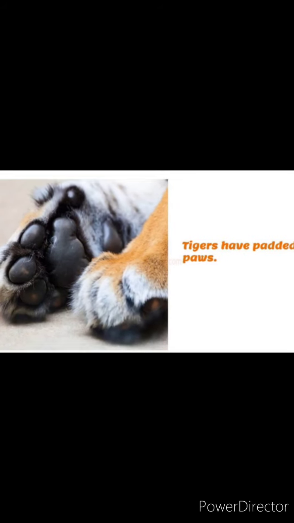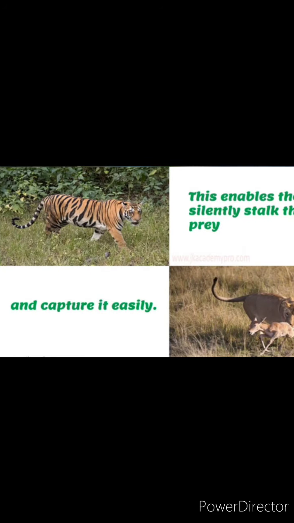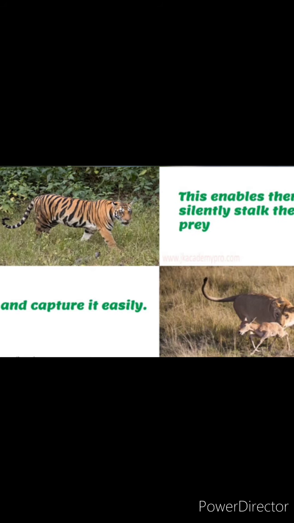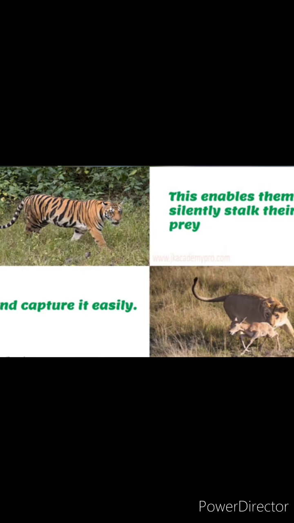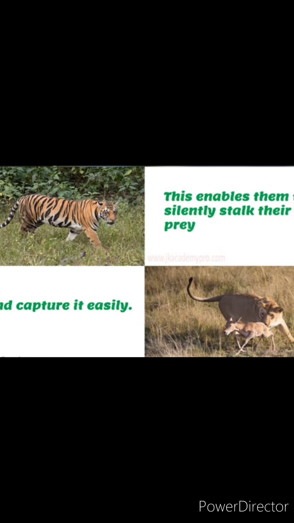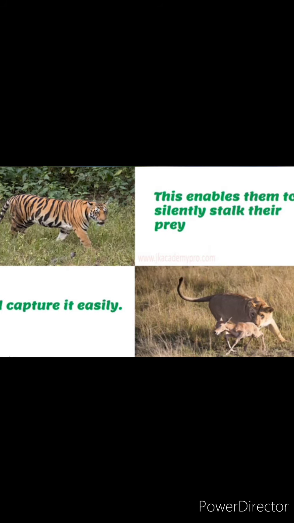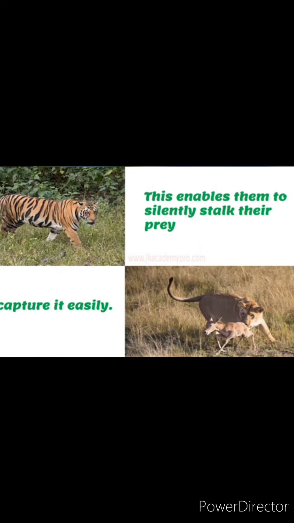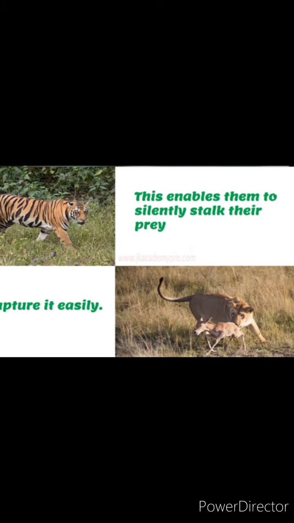Tiger has padded paws. Padded paws means they walk with steady steps, making a soft sound. Their paws are like a cushion, very soft. This enables them to silently stalk their prey and capture it easily. Here, enables them means that without making any noise, with the help of padded paws, they can attack their prey.